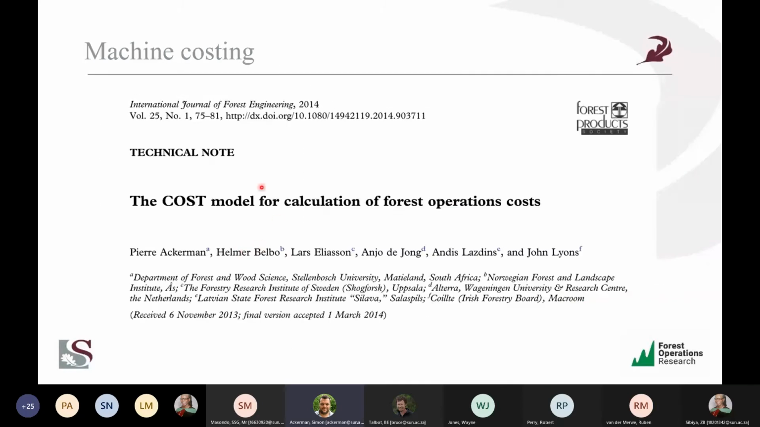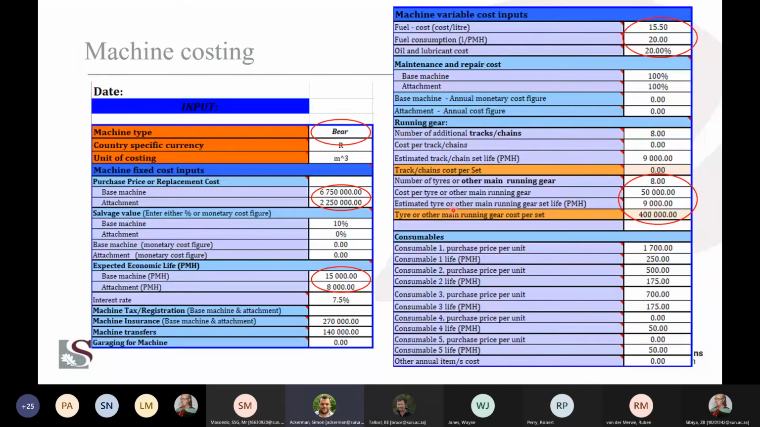Machine costing was done using a model that was developed in 2014 by a few local and international experts: the cost action, or cost model for calculation of forest operations. It's a nice, simple single machine model based on Excel with very easy to follow inputs and outputs. Looking at the inputs, I just did a screen grab from the bear instead of doing both the bear and the beaver.